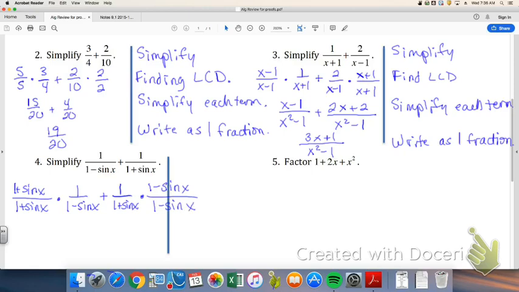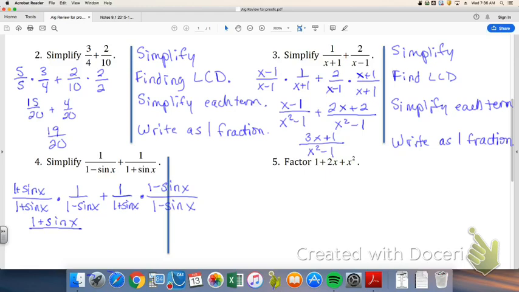Okay, so now we're going to simplify each term. 1 plus sine of x times 1. 1 plus sine x over, what do you think we're going to end up with when I have 1 plus sine of x times 1 minus sine x? They don't cancel. What did we end up with when we had x plus 1 times x minus 1? X squared minus 1. So what should we end up with here?